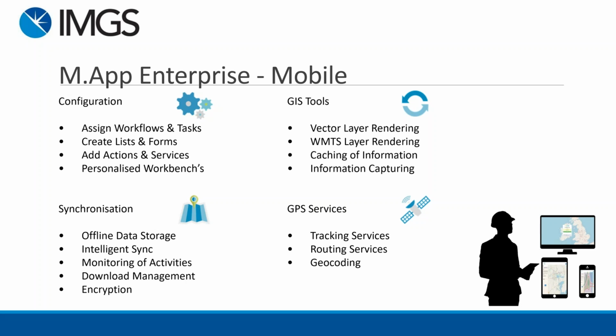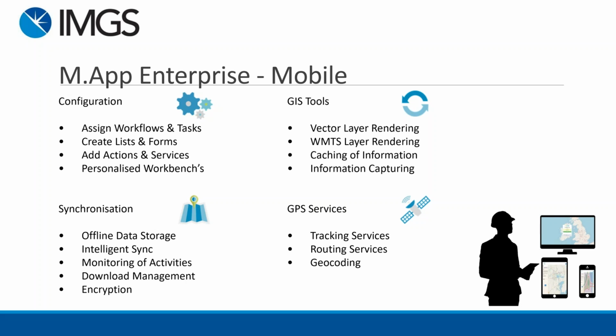On the GIS tools side, probably more on the GIS expert side, you can bring in vector layers, you can bring in WMTS, and there's also caching of information, which is really important. So Map Enterprise Mobile works both online and offline. If I'm going out to an area of poor coverage, which, let's be realistic, could be in the city centre nowadays with tall buildings, I can download my tasks or my work package for that particular day, and I can go out into the field and capture that information.